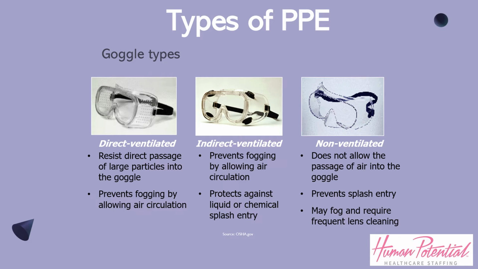Consider specific lenses, frames, and ventilation options when selecting safety goggles. Ventilated goggles allow air circulation while providing protection against airborne particles, dust, liquids, or light.